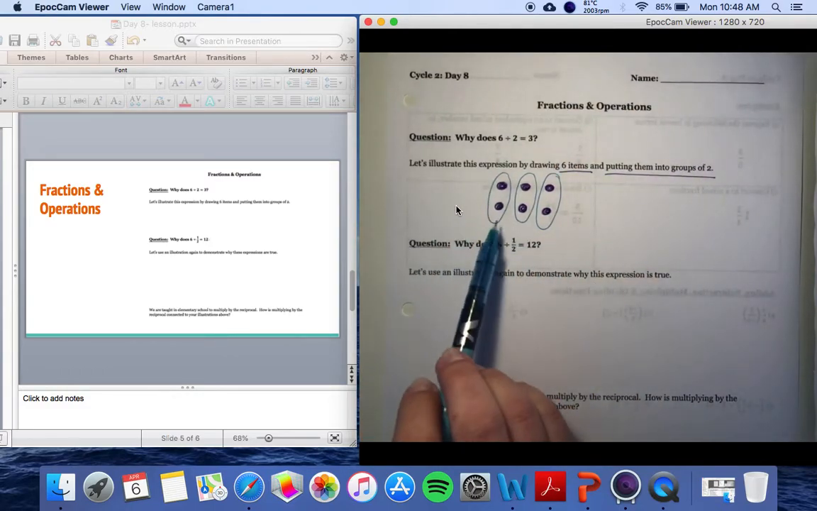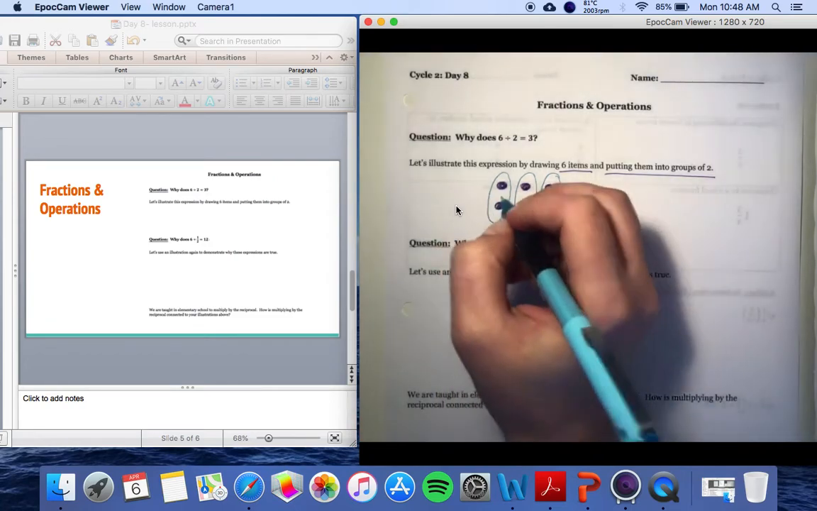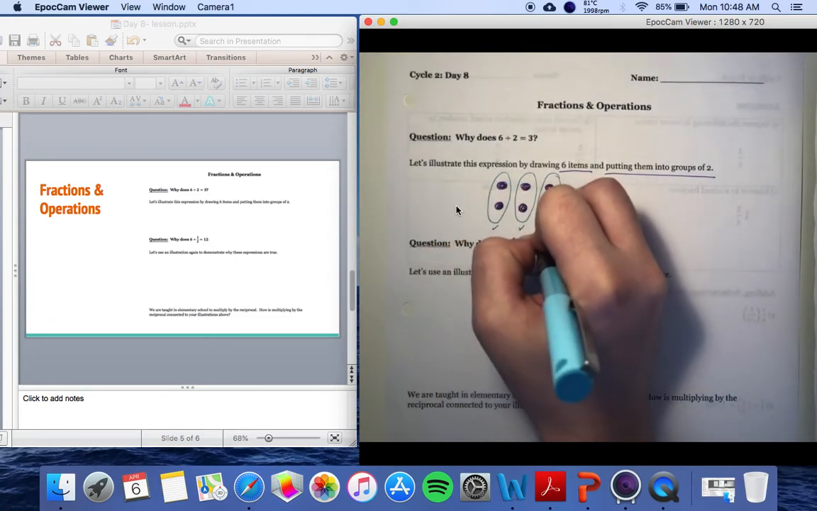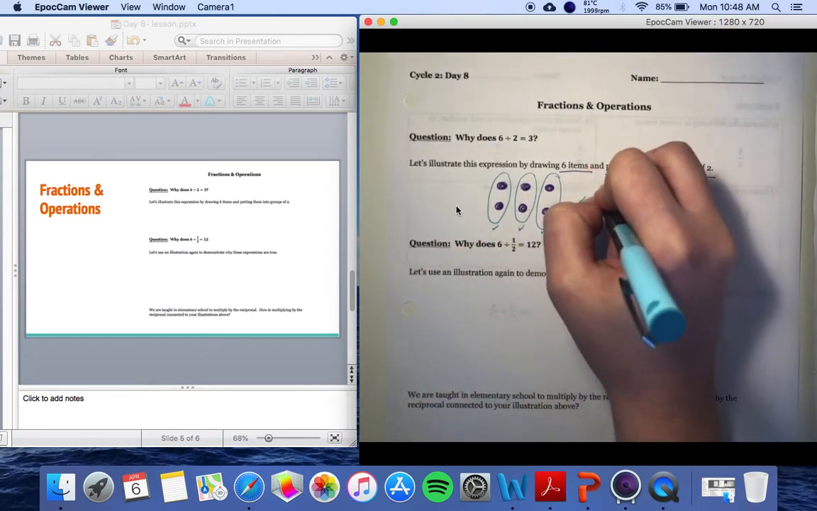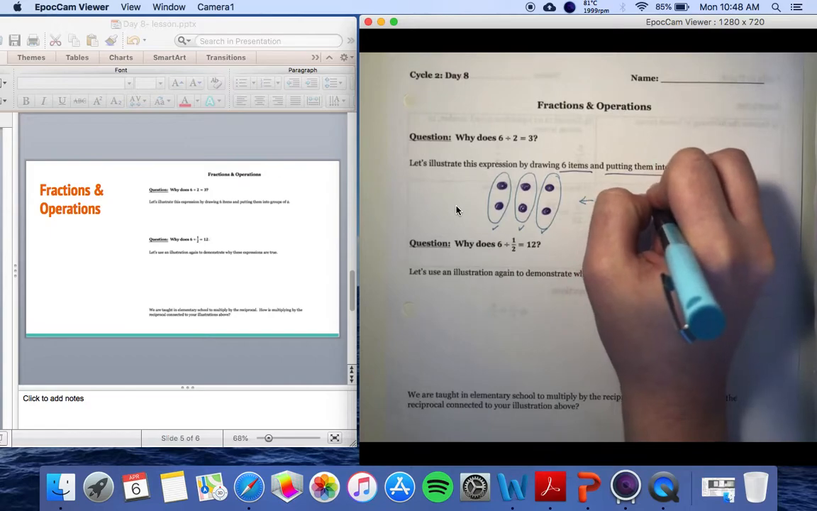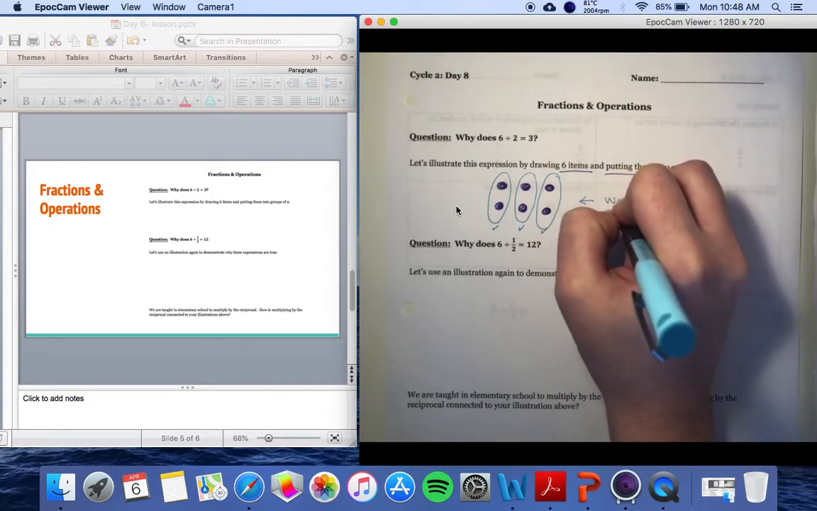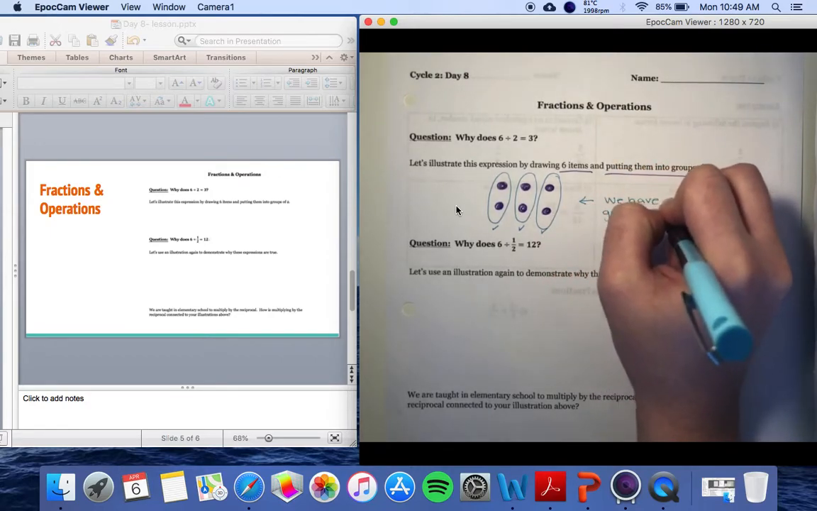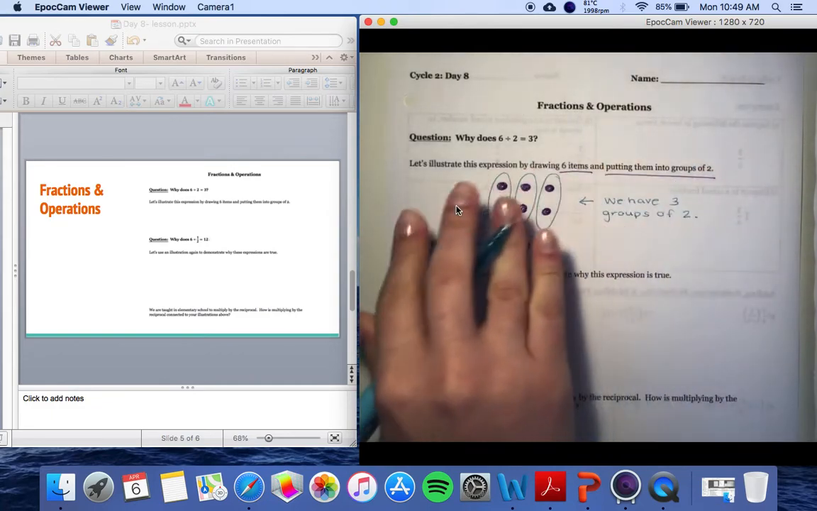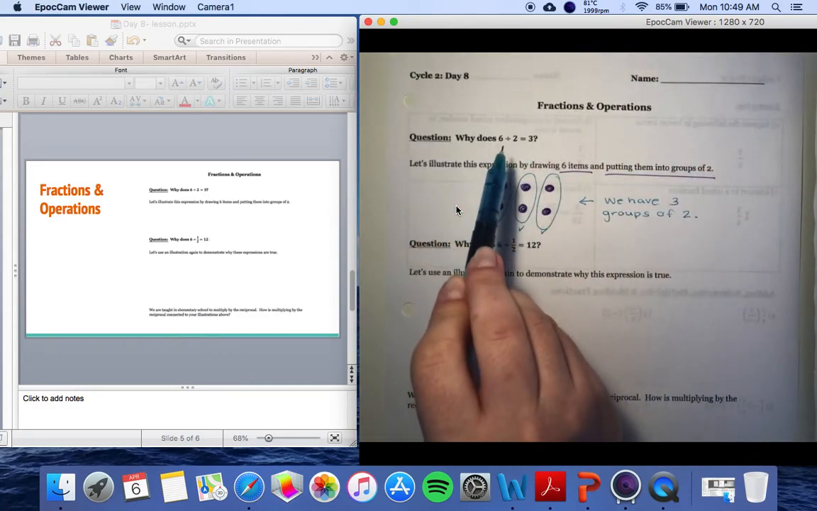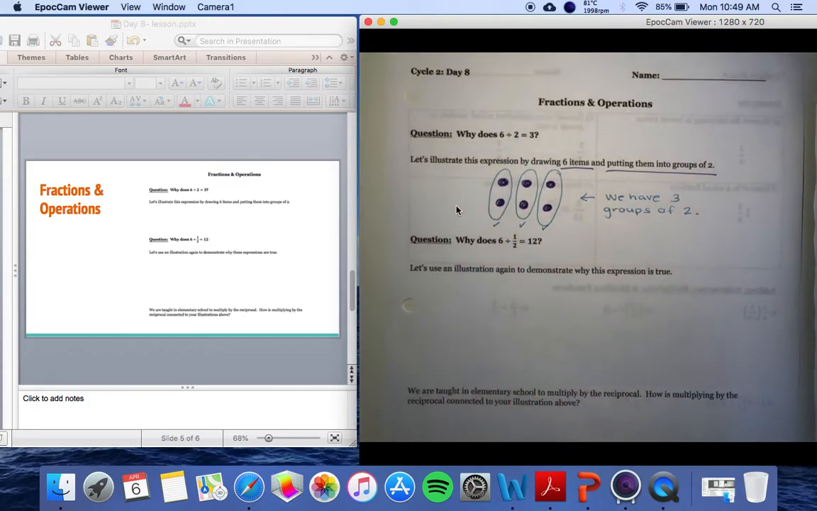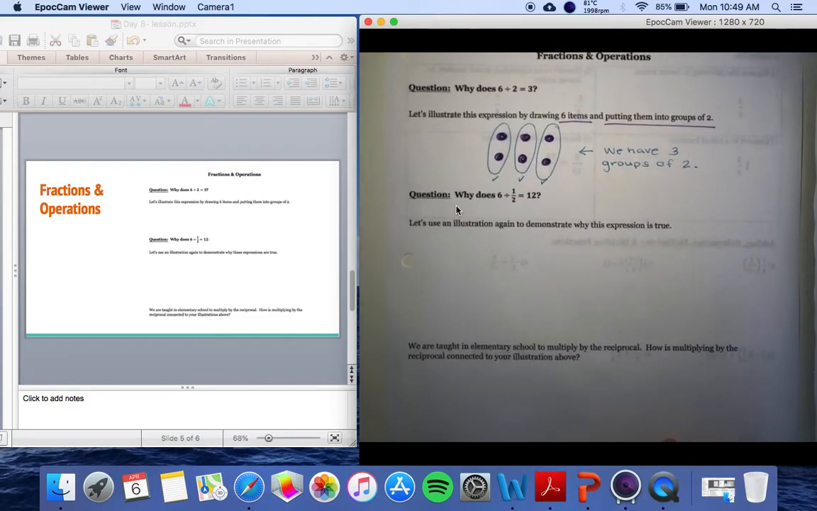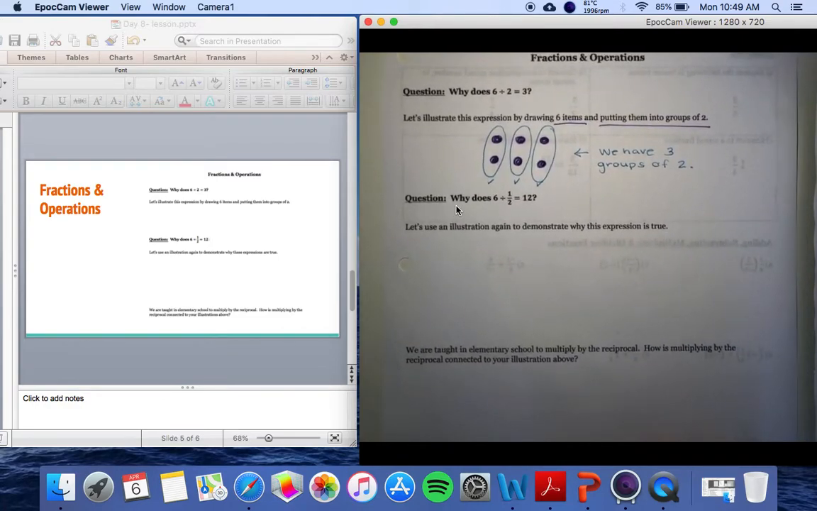Okay. What's going to happen is, in total, I am going to have 3 groups of 2. So we have 3 groups of 2. This is just an illustration that demonstrates what 6 divided by 2 actually looks like, okay? Now, I'm not going to ask you this in the future. This is just to, again, illustrate how these fractions work.